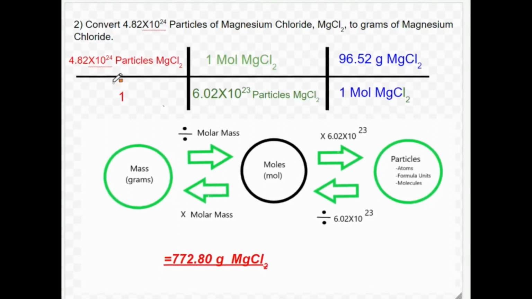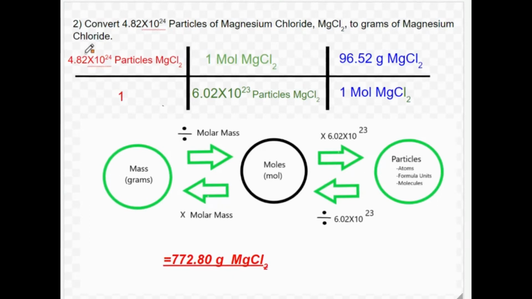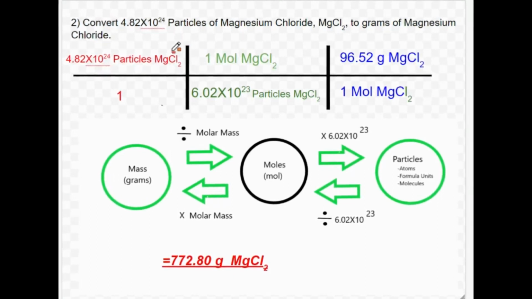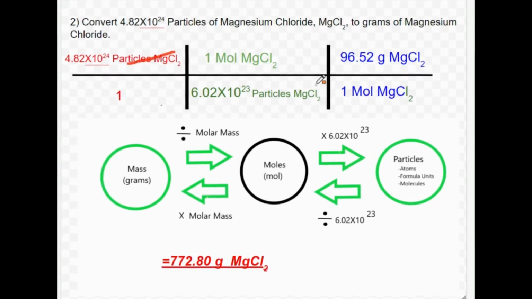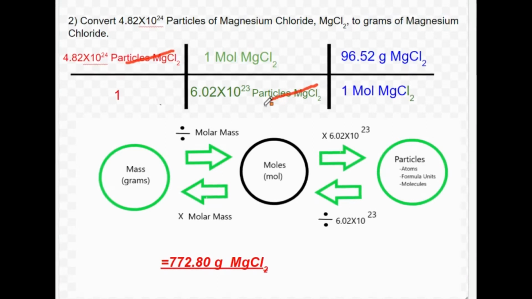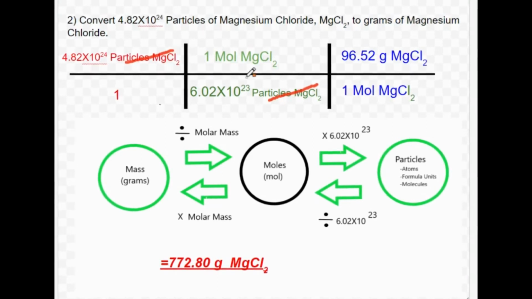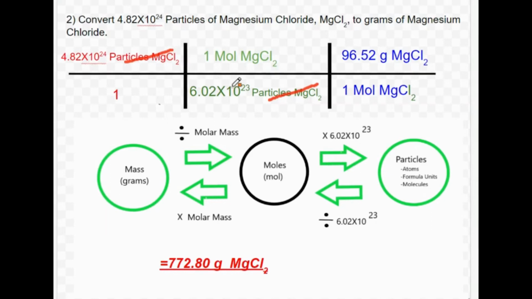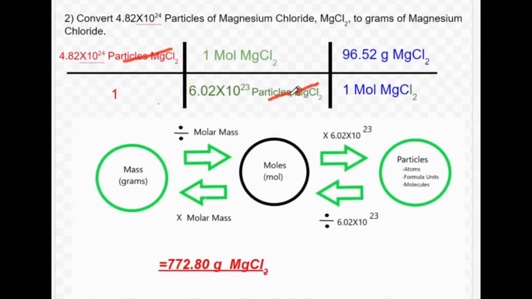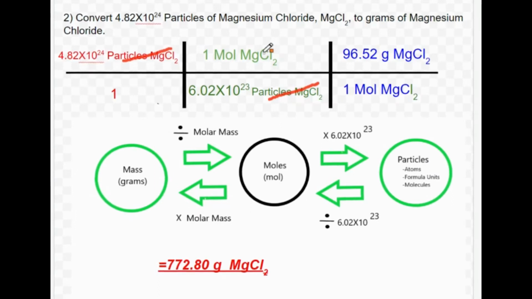I always start by sketching out my ladder method, and then what I do is I start on the left with what I'm given, the 4.82 times 10 to the 24th particles of magnesium chloride. And I do that because it helps me to set up the next fraction, because I know the particles have to go on the bottom. And I know that for 1 mole of magnesium chloride, there's 6.02 times 10 to the 23rd particles. So that's how I knew how to put the particles in the bottom and the moles on top.